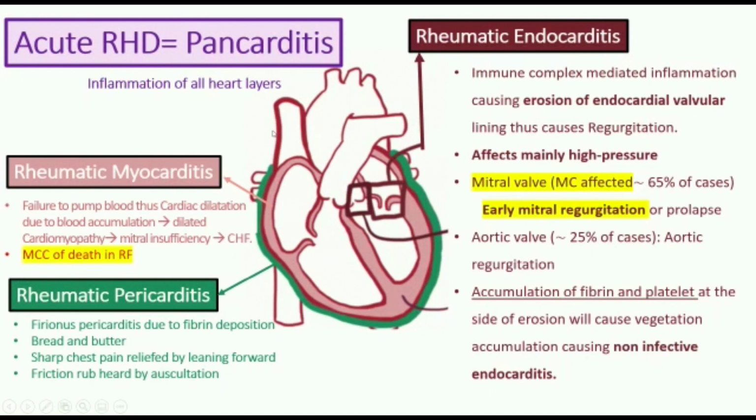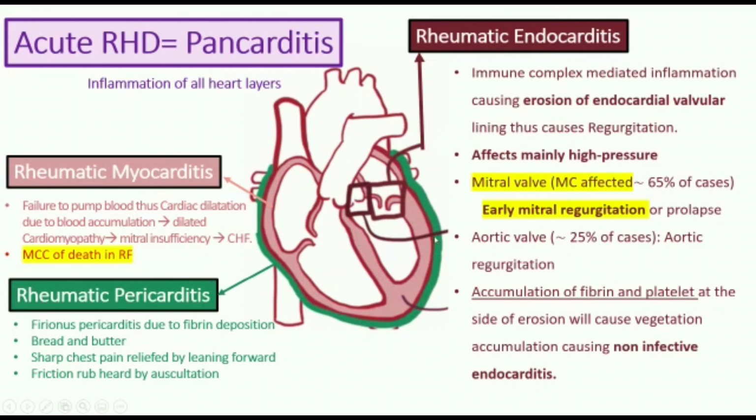Then going to the carditis, rheumatic fever can cause pancarditis, which means inflammation of all the heart layers, which are the pericardium, myocardium, and endocardium. So it can cause pancarditis, or it can cause isolated inflammation of the heart layers. So starting with the rheumatic pericarditis.